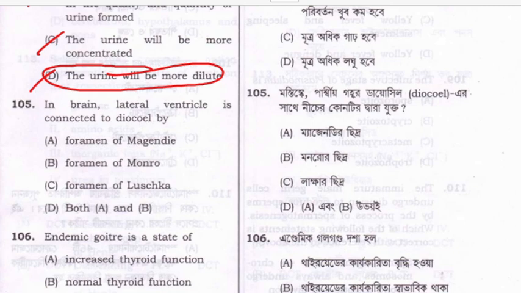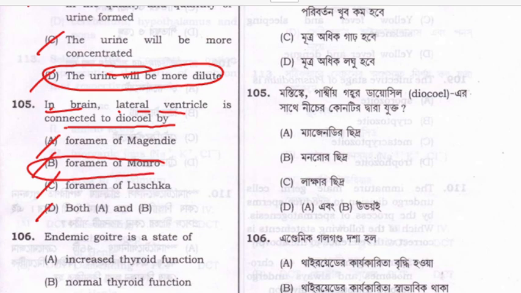Next is, in the brain, the lateral ventricle is connected to the third ventricle by which of the following: A is foramen of Magendie, B is foramen of Monro, C is foramen of Luschka, D is both A and B. So the lateral ventricle is connected by the foramen of Monro.